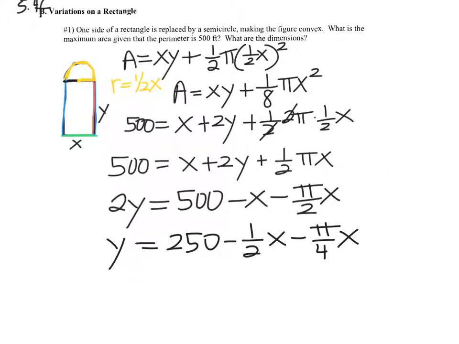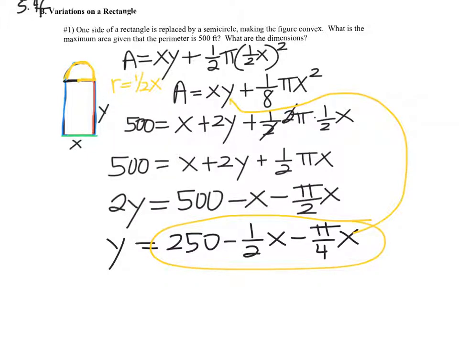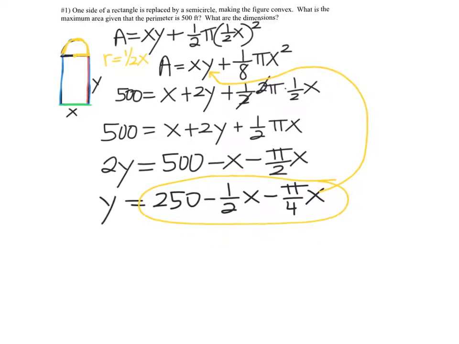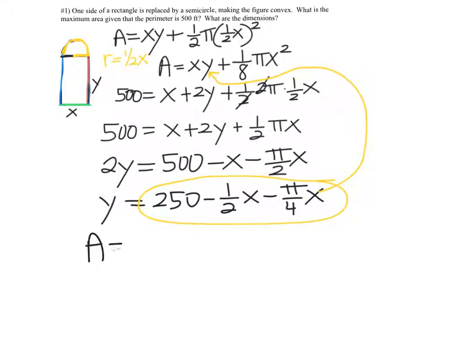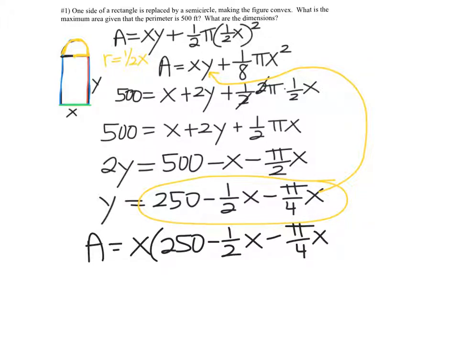So far so good? Okay. So let's take this y equals, and we're going to go up here to our area and plug it in. So now area equals x times 250 minus 1/2 x minus pi over 4x plus 1/8 pi x squared.